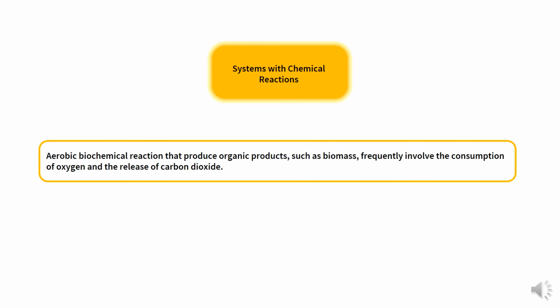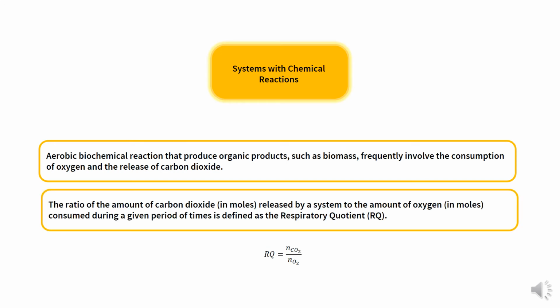The ratio of the amount of carbon dioxide released or emitted by a system to the amount of oxygen consumed during a given period of time is defined as the respiratory quotient, or RQ, which is an experimental term commonly gathered when operating a bioreactor. And RQ can be written as the moles of carbon dioxide divided by moles of oxygen.